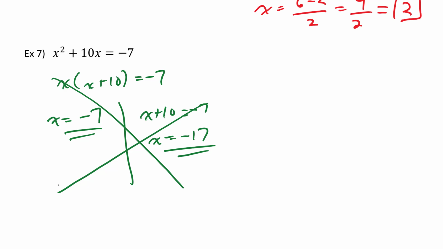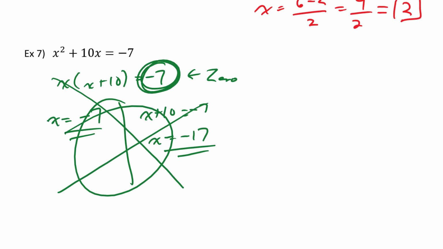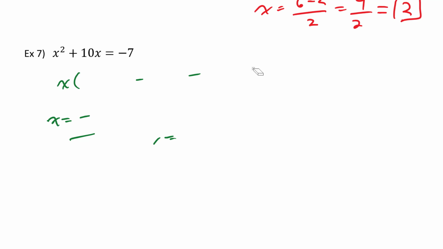Can't do that. Why can't we do that? We can only break it up like that if this value is 0. If it's anything else, we cannot do this. So please don't do that.